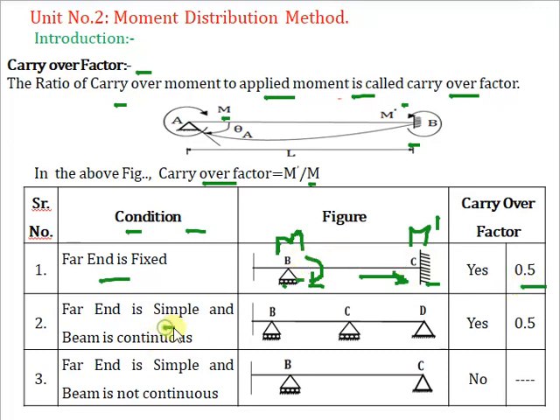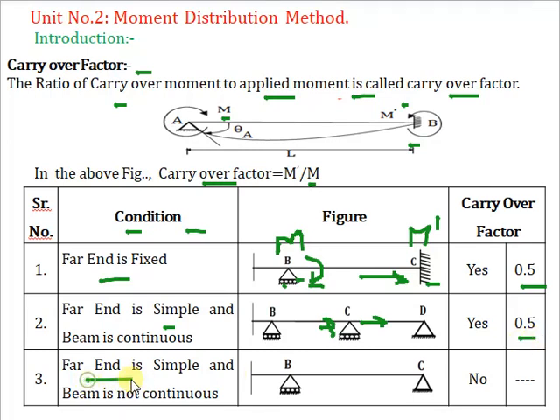Then for the far end simple and beam continuous. Now here the far end is C, which is continuous ahead. In that case, the carryover factor we have to take is 0.5.